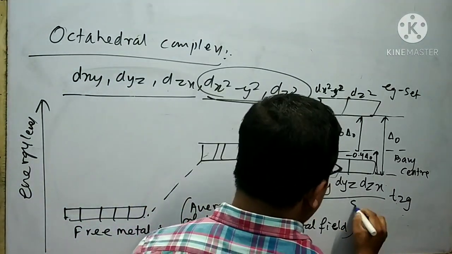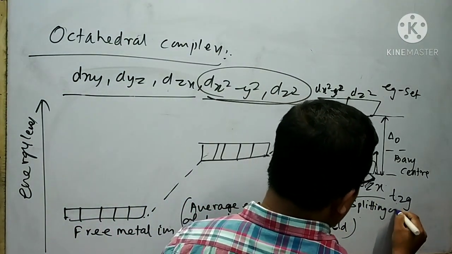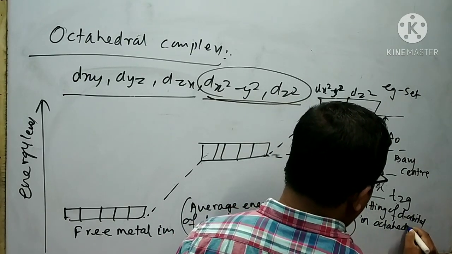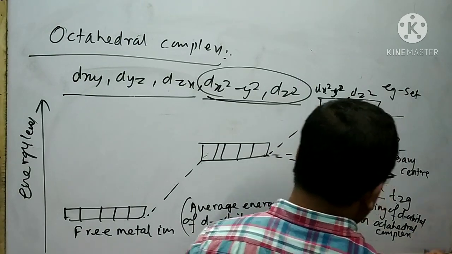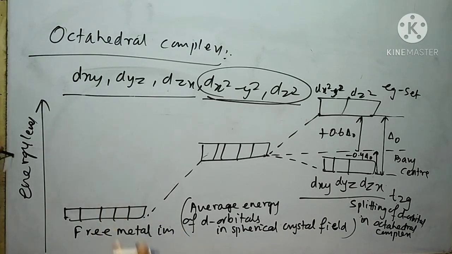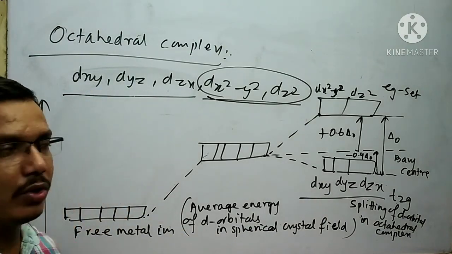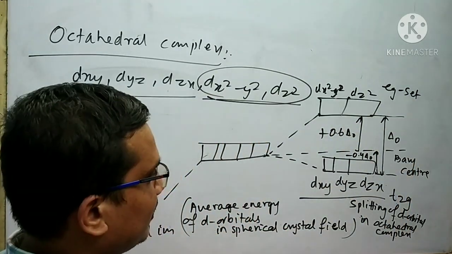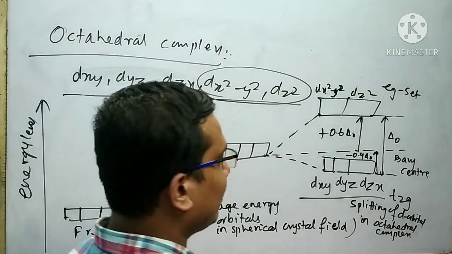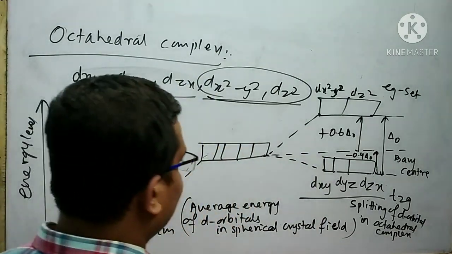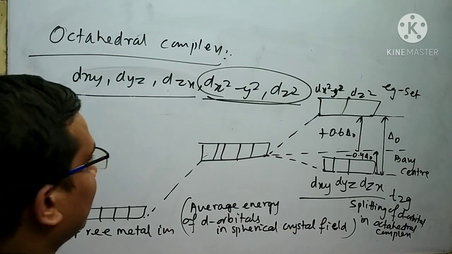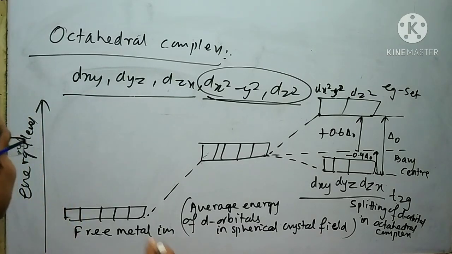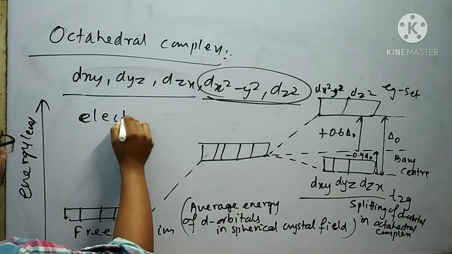So here I can write splitting of d orbitals in octahedral complex. If a strong field ligand approaches the central metal atom, then there is more splitting of the d orbitals. That means the Δ0 value goes on increasing. The splitting of d orbitals depends upon the nature of the ligand. There are different types of ligands, and the ligands are arranged according to the increasing order of their strength in a series. That series is called the spectrochemical series.